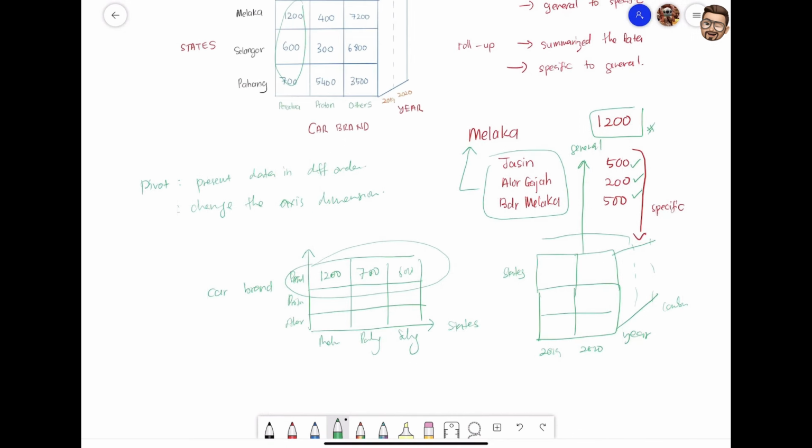Okay, so the axis can be changed according to what you want to see. Just remember, your data cube is a cube, and you can change the position of which one is X, which one is Y, and which one is Z, and so forth. So that's what we call pivot. You arrange the dimensions in the data cube.